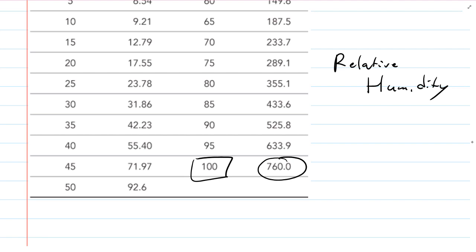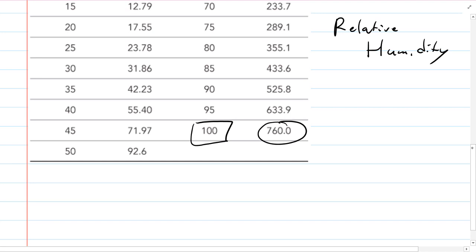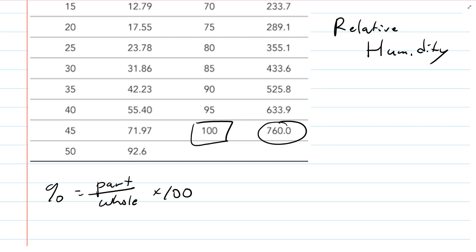And if you see a relative humidity of 25%, that means that the air is holding 25% of the moisture it could hold at that temperature. So the way that any percentage works is, of course, we always take the part and divide it by the whole and then multiply by 100. And so when we do the relative humidity, we talk about the amount of moisture the air could hold.